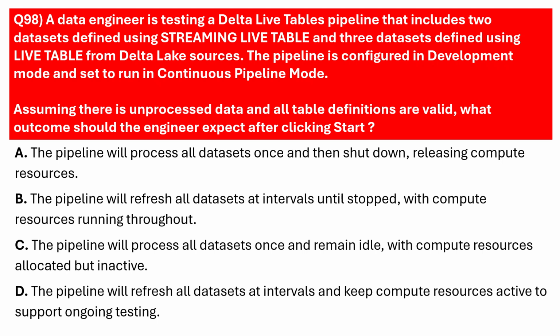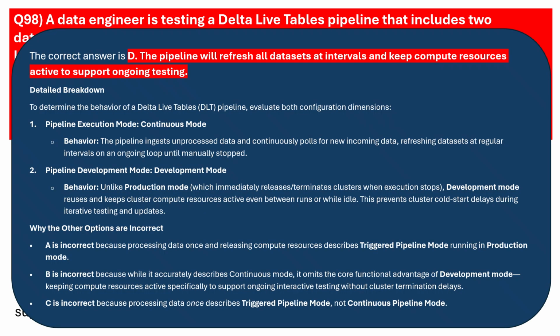A. The pipeline will process all datasets once and then shut down, releasing compute resources. B. The pipeline will refresh all datasets at intervals until stopped with compute resources running throughout. C. The pipeline will process all datasets once and remain idle, with compute resources allocated but inactive. D. The pipeline will refresh all datasets at intervals and keep compute resources active to support ongoing testing. The correct answer is D. The pipeline will refresh all datasets at intervals and keep compute resources active to support ongoing testing.